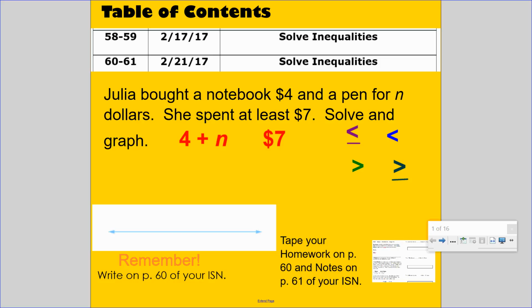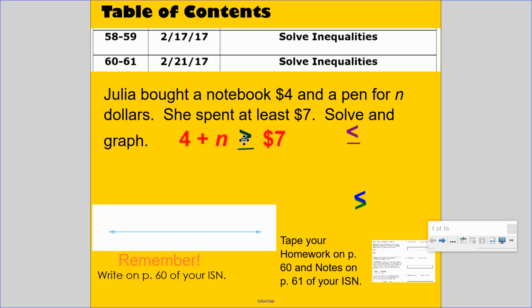$10, $12, $7.25. What about $7? Let's think. At least. The least amount she spent was $7. So yes, $7 is perfect. So all the numbers I mentioned were equal to it or more.